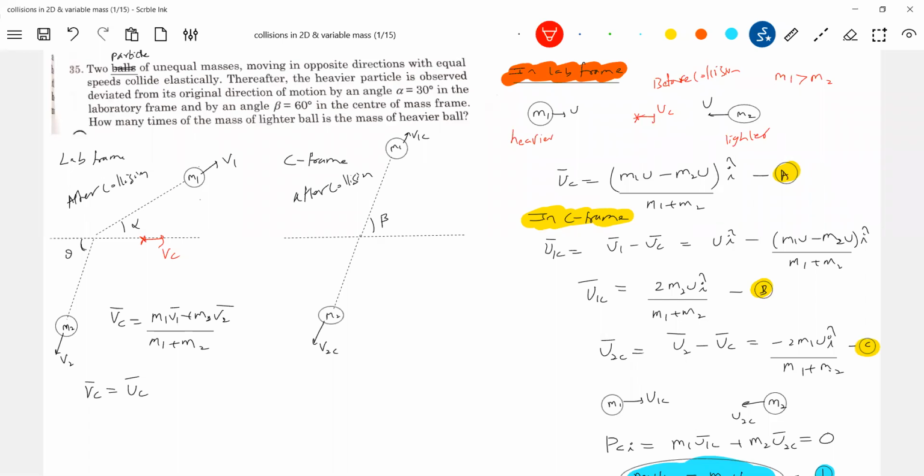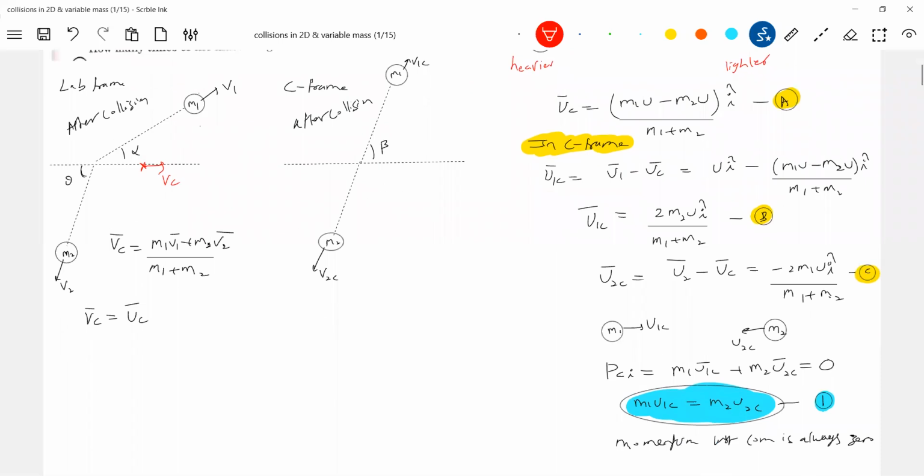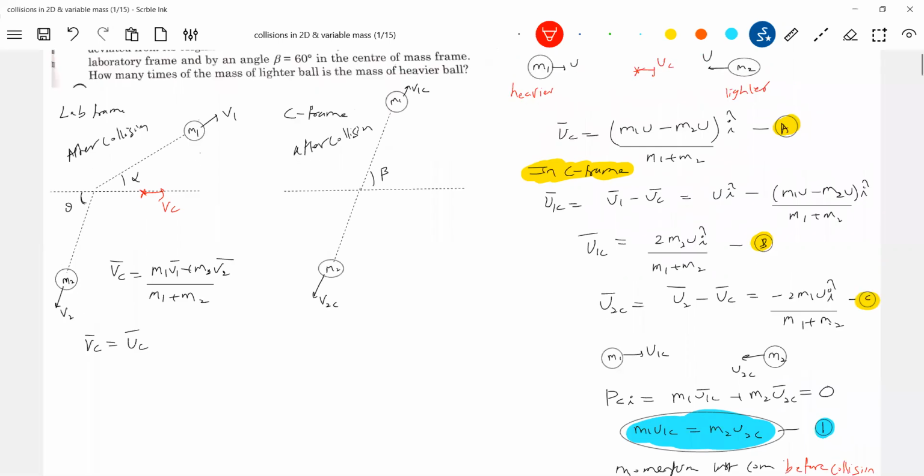Now in the C frame, we'll see that the momentum with respect to center of mass will be 0 before collision. After collision also, I just put one very broad statement: momentum with respect to center of mass is always 0, either before collision or after collision. Here, let me write, is the center of mass. This is before collision. After collision also, will it be 0? Yes, it should be, because the momentum of the system with respect to the center of mass should always be 0.